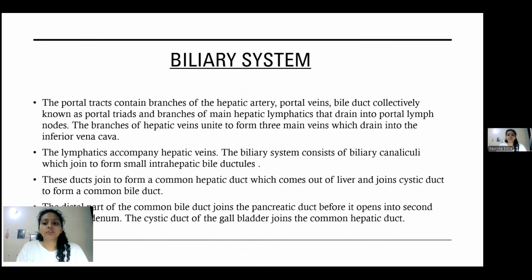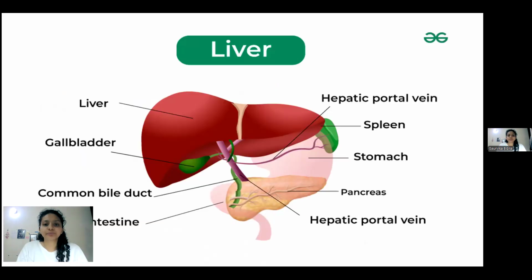The biliary system consists of biliary canaliculi which join to form small intrahepatic bile ductules. These ducts join to form a common hepatic duct which comes out of the liver and joins the cystic duct to form a common bile duct. The distal part of the common bile duct joins the pancreatic duct before it opens into the second part of the duodenum. The cystic duct of the gallbladder joins the common hepatic duct.